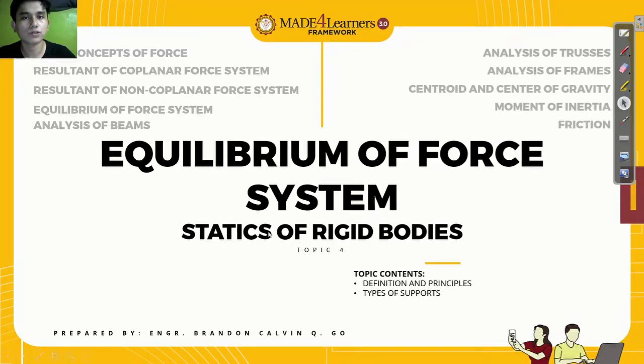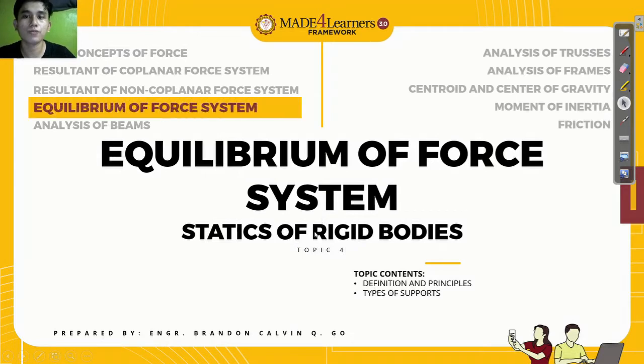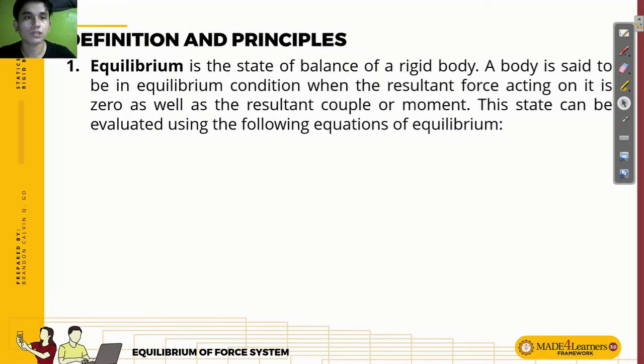So, today we will discuss the equilibrium force system. This is the last coverage for the midterm exam. Under equilibrium force, we will discuss the definition, principles, and the types of support. So we have equilibrium. Equilibrium is the state of balance of a rigid body.